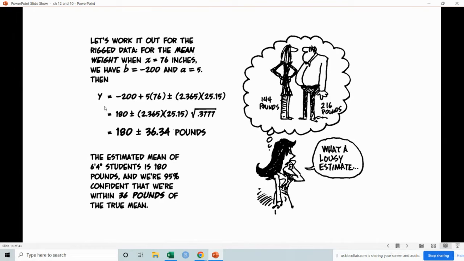Then I can put that in: y equals -200 plus 5 times 76 plus or minus 2.365, which is the t value, times 25.15, being the standard error. So we simplify that and we get, at 76 inches, 180 pounds plus or minus 36.34. So the estimated mean of a 6'4" student is 180 pounds, and we're 95% confident that we're within 36 pounds of the true mean.